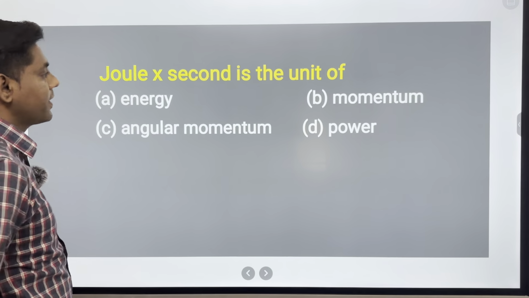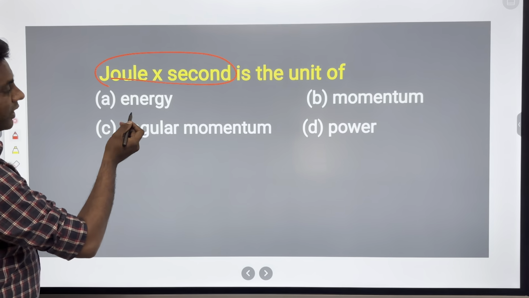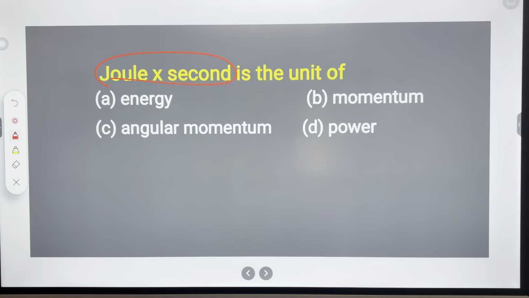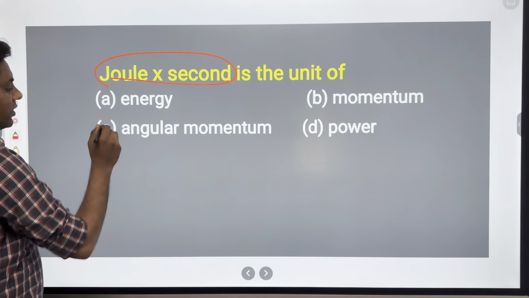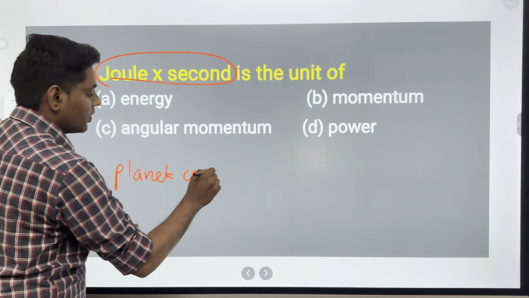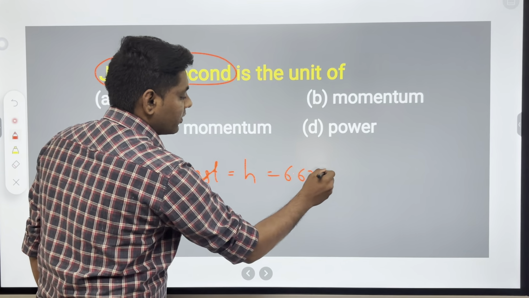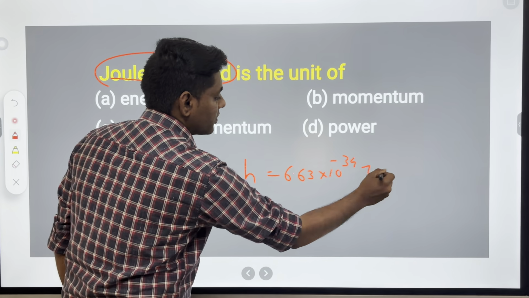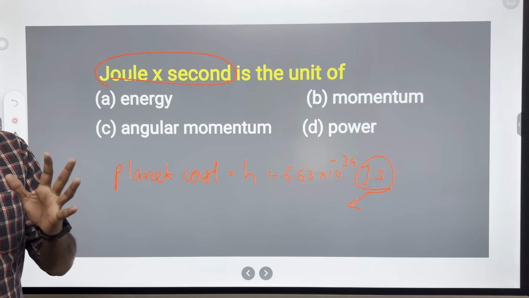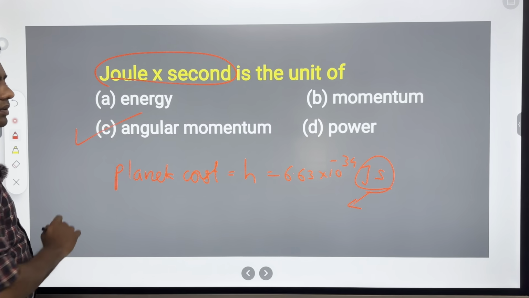Next MCQ. Joule second is the unit of energy, momentum, angular momentum or power. Which of the following answers is correct? We know that joule second is the unit of Planck constant. The value of Planck constant is 6.63 into 10 raised to minus 34 joule second. And as we know, Planck constant has the same dimension as that of angular momentum. So the answer of this MCQ is angular momentum.